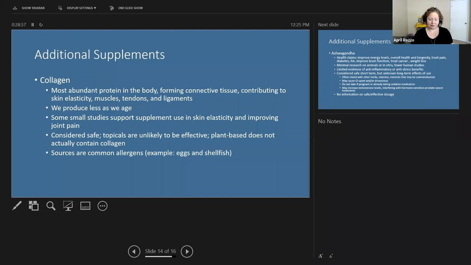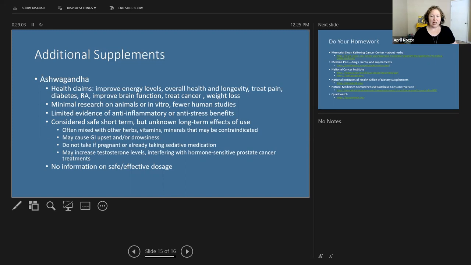And then ashwagandha, I'm seeing it everywhere lately. Again, the health claims vary widely. Reasons that people are taking ashwagandha: anything from improving energy levels, improving overall health and longevity, treating pain, improving diabetes control, rheumatoid arthritis, brain function, treating cancer, aiding in weight loss. There's very minimal research in animals or in vitro. There's even fewer human studies. We do have some limited evidence of anti-inflammatory properties or anti-stress benefits, like reducing anxiety. It is considered safe to take short-term, but that's not including potential interactions. We do not know long-term side effects of taking it.